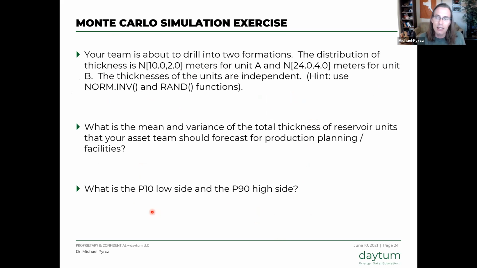So I want to give you an example right here and just show you a couple of examples. I want to show you that you can do this in Excel. You could do this in Python. If you don't use Python, you don't code, just run it in Excel, try it out, get some experience. I have examples where I do this that I've shared. Your team is about to drill 2 new formations. The distribution thickness for the formations are 10 meters central tendency, mean, 2 meters standard deviation, and the second unit has 24 and 4 for the Gaussian parameters.